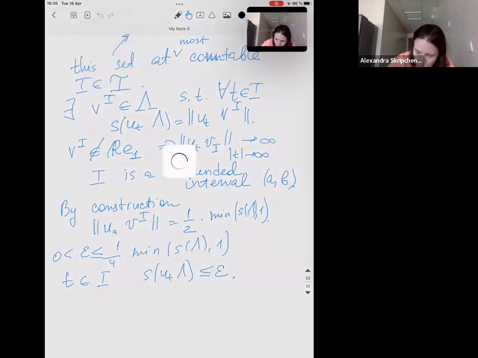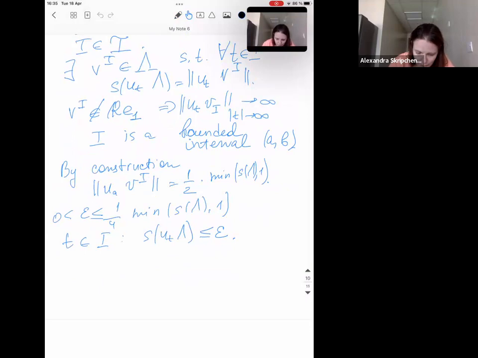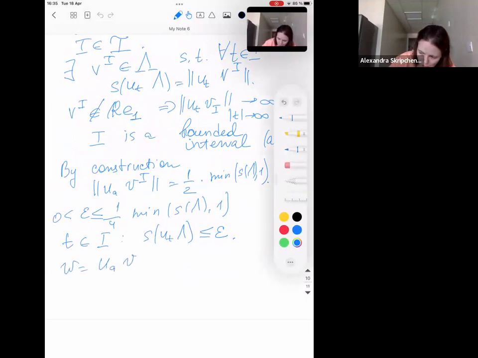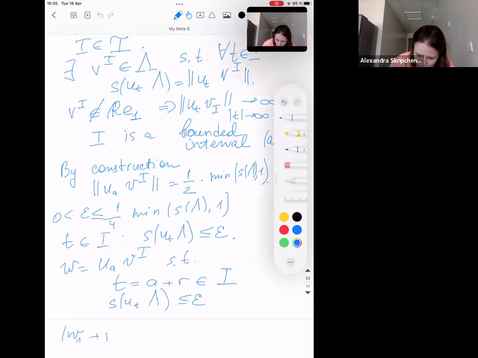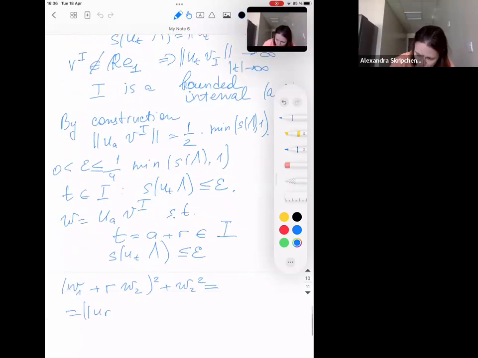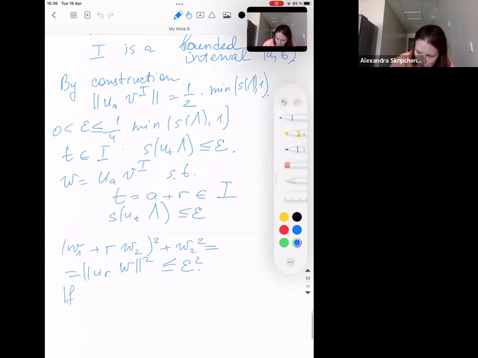Let's try to compute. What do we have in this case? So we can take w, which is u_r v_i, where our t is a plus r, and it belongs to I, and the systole of u_t lambda does not exceed epsilon. So (w1 + r w2) squared plus w2 squared is exactly what we have as a norm of u_r w. And it cannot exceed epsilon squared. If our w2 is greater than epsilon, sorry, then we have a problem. We have no solution for this inequality. So we have to assume that it's not.